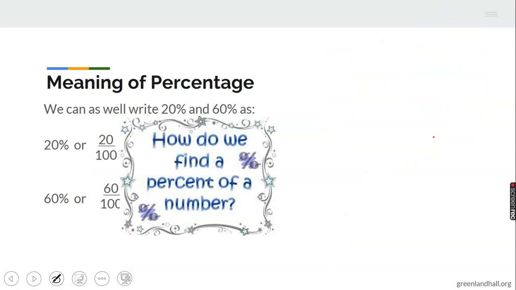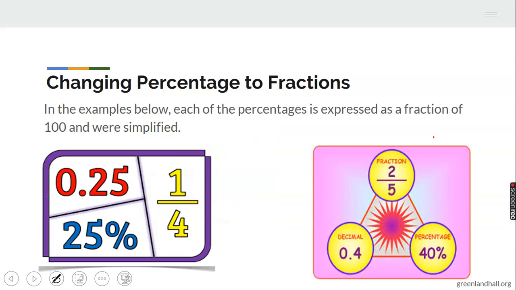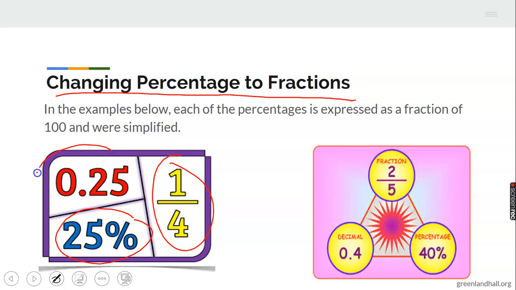Now, we are looking at the meaning of percent. As you can see, we can write them. We are looking at how we can convert them. We have 60%, we have 20% also here. Now, the most important thing for us to do is to learn how to change percentage to fraction. We can change percentage to fraction, and from fraction to decimal. But we're taking it one at a time. So today we're going to just look at how we can change percentage to fraction.